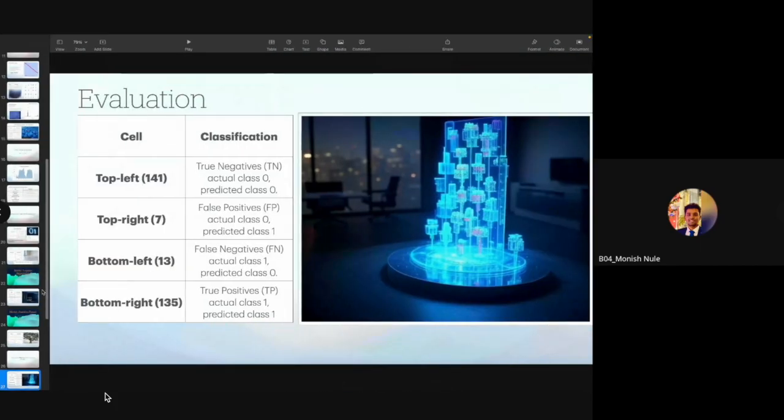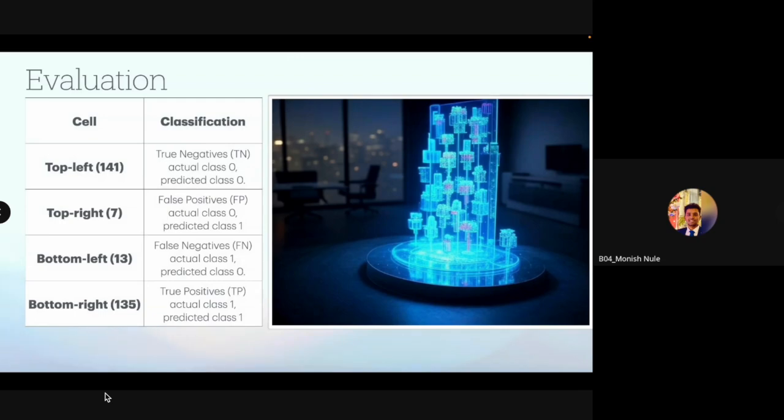So again, I go back to this to explain in detail. We see the 141 value in the resultant output. What is it? It is a true negative. Actual class is 0 and predicted class is 0. Top right, that's a 7 value. We can see false positive, which is where the model has predicted class 1 but the actual is 0. The bottom two values in the matrix are false negative and true positive. False negative is basically actual class is 1 but the predicted is 0, and bottom right is true positive, actual class is 1 and predicted class is also 1.